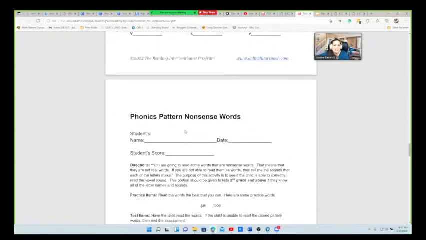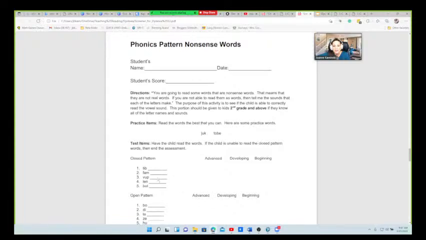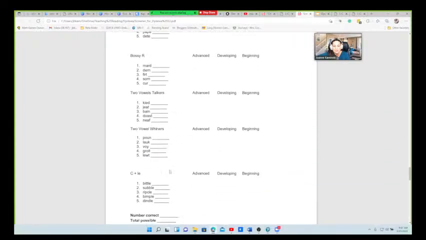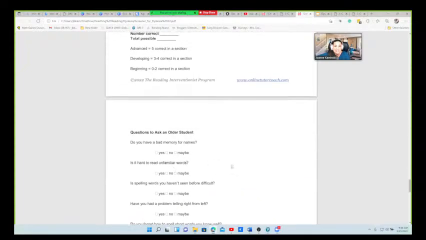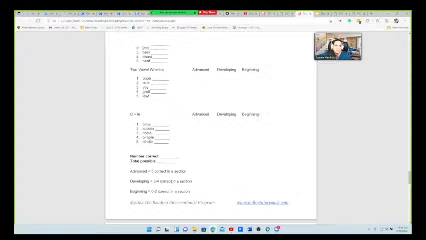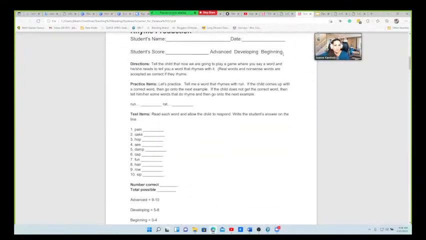Once they get up to second grade and above, I give this piece as well, which is nonsense words, and I have them read those nonsense words to me, and there are all the different patterns in there. If I think that they have dyslexia, then I'm going to continue to ask some of these questions. But if they do not have dyslexia, or I'm just trying to find out what their beginning skills are, then I do not utilize those resources.